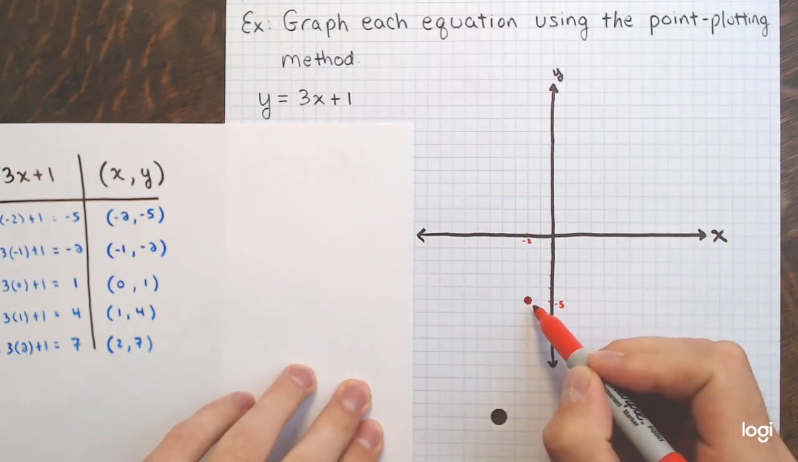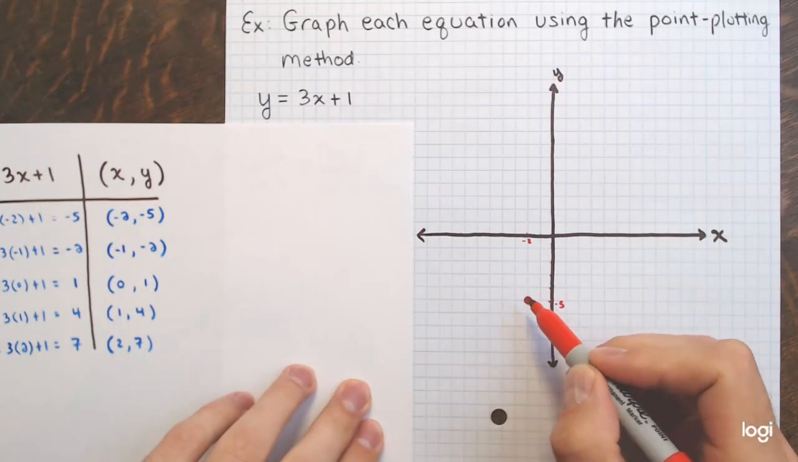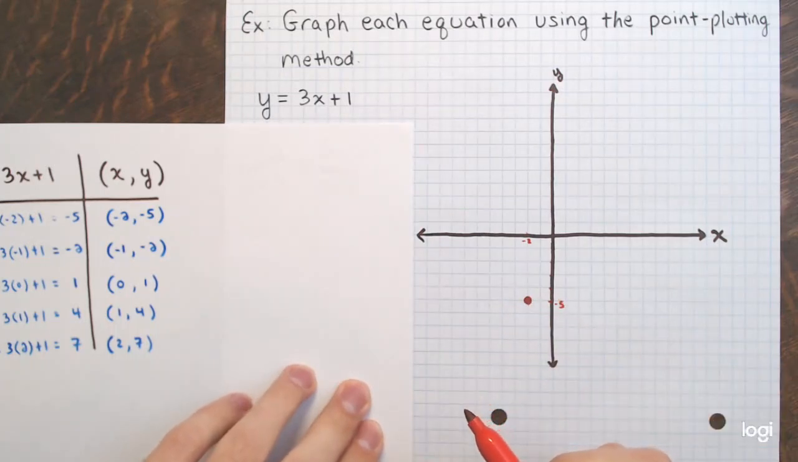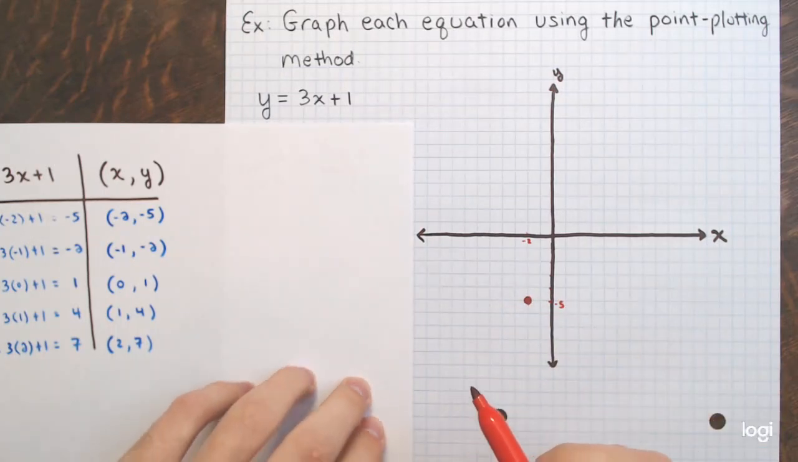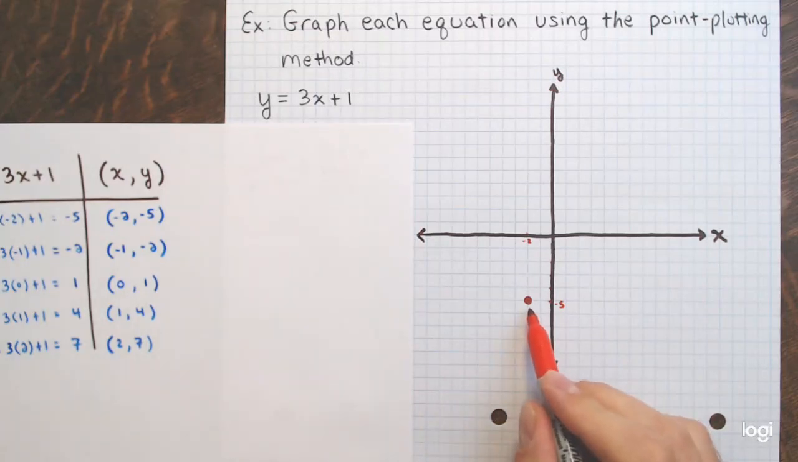All right, and if you would like to label that, maybe put the ordered pair next to it, that's fine by me. All right, that's great. Okay, so there's one point, a picture of one solution to this equation. -2 for x, -5 for y.